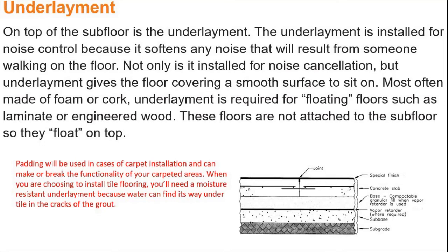Next one is underlayment. On top of the subfloor is the underlayment. The underlayment is installed for noise control because it softens any noise that will result from someone walking on the floor. Not only is it installed for noise cancellation, but underlayment gives the floor covering a smooth surface to sit on. Most often made of foam or cork, underlayment is required for floating floors such as laminate or engineered wood. These floors are not attached to the subfloor, so they float on top.